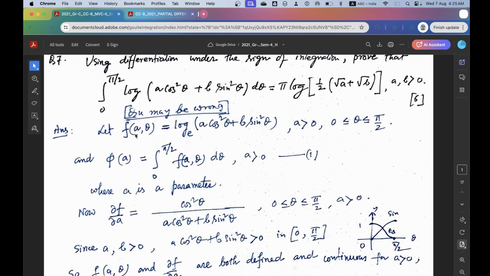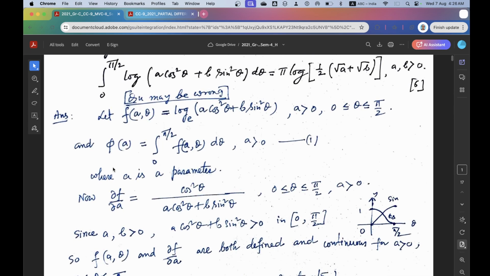Let f(a, theta) equal log to the base e of (a cos square theta plus b sin square theta), a greater than 0, 0 less than or equal to theta less than or equal to pi by 2. Phi(a) equals the integration from 0 to pi by 2 of f(a, theta) d theta, a greater than 0, where a is a parameter.